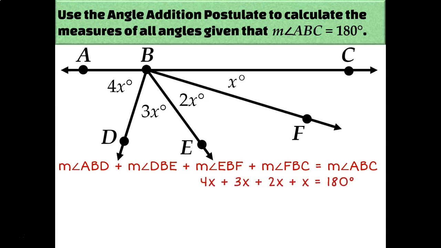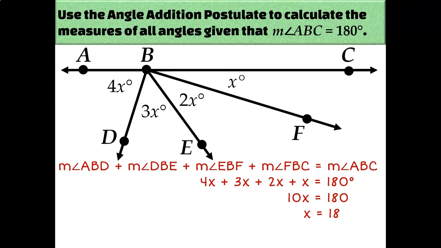In other words, 4x plus 3x plus 2x plus 1x equals 180. Let's combine those like terms of 4x plus 3x plus 2x plus 1x. That gives me a total of 10x's. Divide both sides by 10 and I find out that x equals 18.